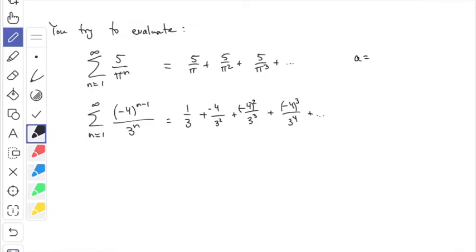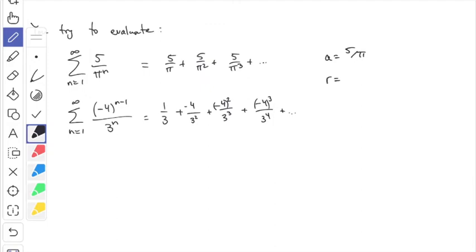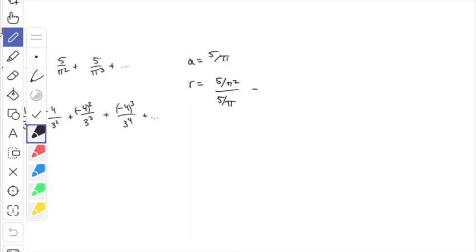The a will be the first term, which is 5 over pi. And then the r is the ratio of the second term divided by the first. So 5 over pi squared divided by 5 over pi. You got to keep it straight with the fractions and all that. I find it easier to write when I have a fraction divided by another fraction. It's the same as the first one times the reciprocal of the second one. However you want to simplify that. Anyway, you get 1 over pi for the r. I hope that's what you got for the r.